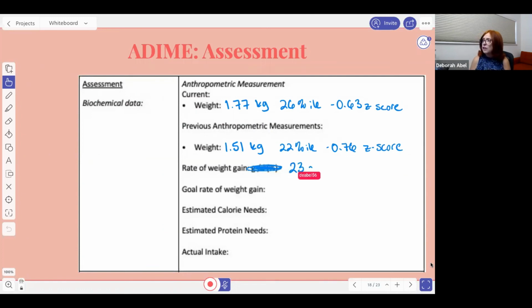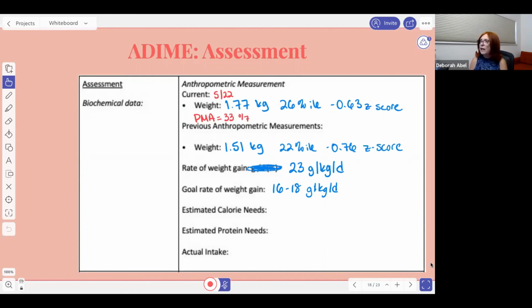The other thing that you would want to put on this ADIME note is at the top above the anthropometric measurements, the actual birth date of 4/13 and the gestational age at birth. And then you would put your PMA under the current. So where current is, you would put the date 5/22 and put the PMA of 33 and 0/7 weeks. That's just very important information.